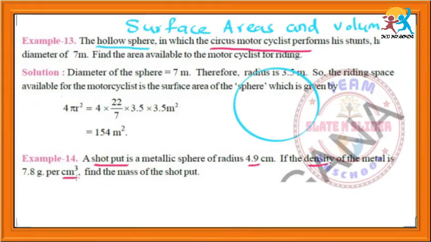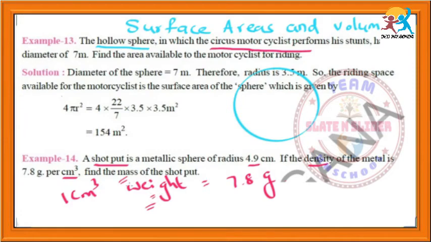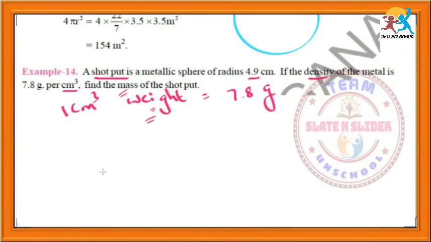So it means for this question we have to find out the volume. Here 1 centimeter cube weight is equal to 7.8 grams. So after finding the volume we have to find out the weight. Here the word mass and weight both are equal. So let us discuss one more question.